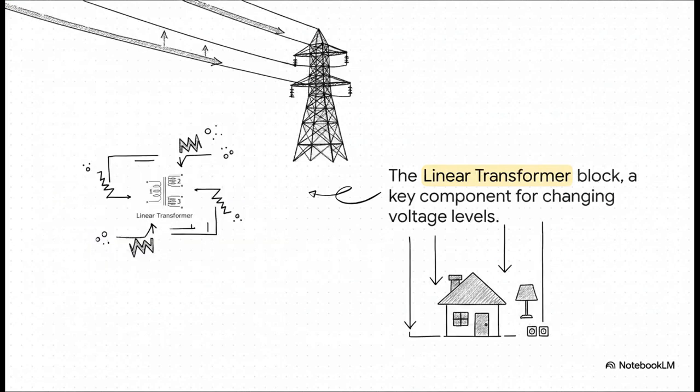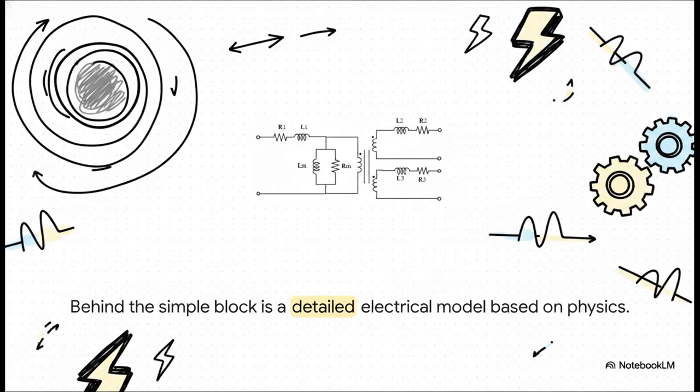Let's just pick one of the most critical components out there, the transformer. In SimPower Systems, it looks like this nice, clean, simple block. But being able to accurately model this one device is absolutely crucial for designing stable power grids and preventing blackouts. But this is where things get really cool.